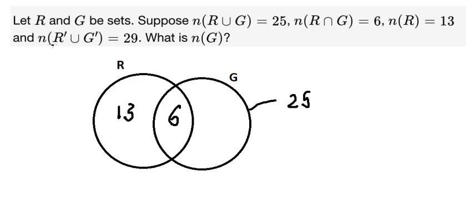And the last one, we know that all of the elements outside of the set R and G is 29. They want to find the value of G in here.